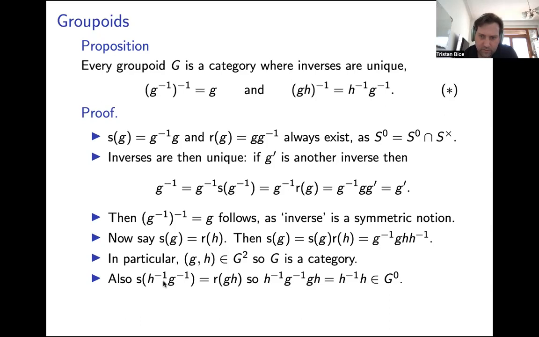the source of H inverse G inverse is equal to the range of GH. Okay, well, why is that true? Because the source of H inverse G inverse is equal to just the source of G inverse, which remember is equal to the range of G, which is equal to the range of GH, right? When you're looking at sources and ranges, really only one of the elements is relevant here, right? If it's the range, it's the left element. If it's the source, then it's the right element. Okay, so these two things are definitely the same.